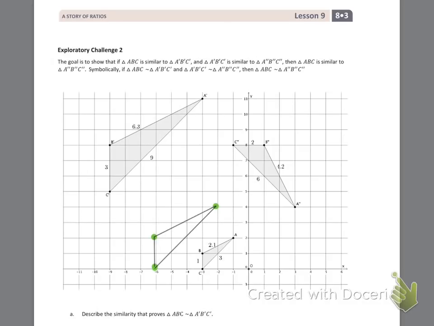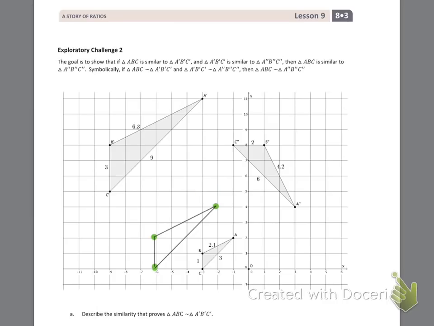Okay, so in looking at triangle ABC and A double prime, B double prime, C double prime, I see that the scale factor is 2. And so I have dilated triangle ABC, but this time by a scale factor of 2, to get it to the same size as this one. And so this is what that would look like. And now I'm going to do my sequence of rigid motions to map it onto the other triangle.